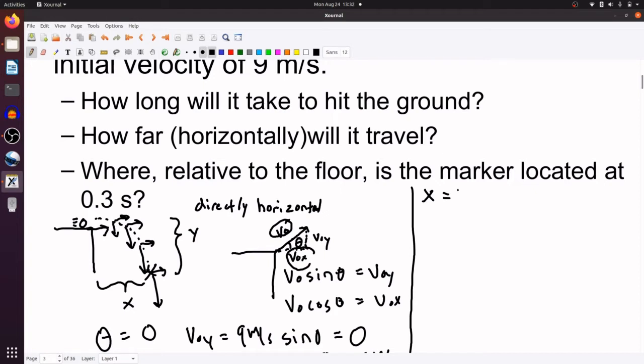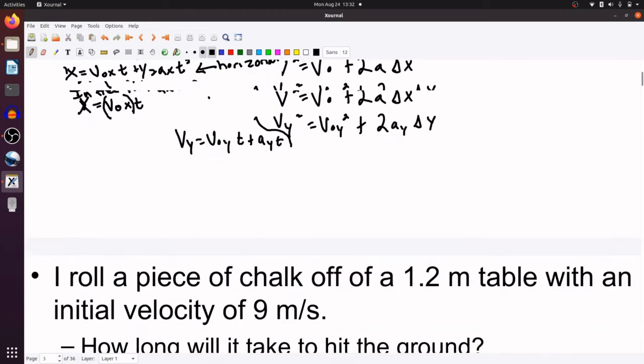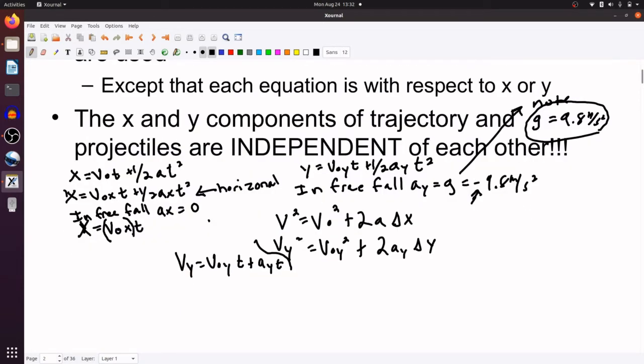horizontal distance, it would be x is equal to v naught x t. Remember, it's v naught x t because we're in free fall, so acceleration in the x is going to be 0. So if I roll back up to there, that's why we got this equation right here.